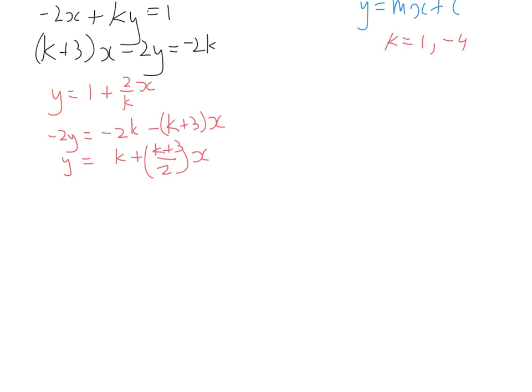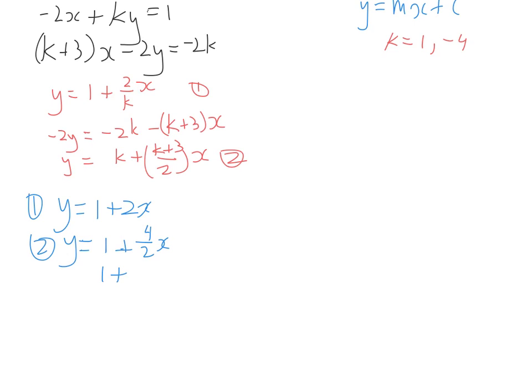So first thing, we're going to substitute k equals 1 into both of these. If we let k equal 1, we end up with equation 1 and equation 2. Equation 1 becomes y equals 1 plus 2x, and equation 2 becomes y equals 1 plus 4 over 2x, which then becomes 1 plus 2x. So now, if k equals 1, we end up with the same equation. Therefore, we have an infinite number of solutions when k equals 1.